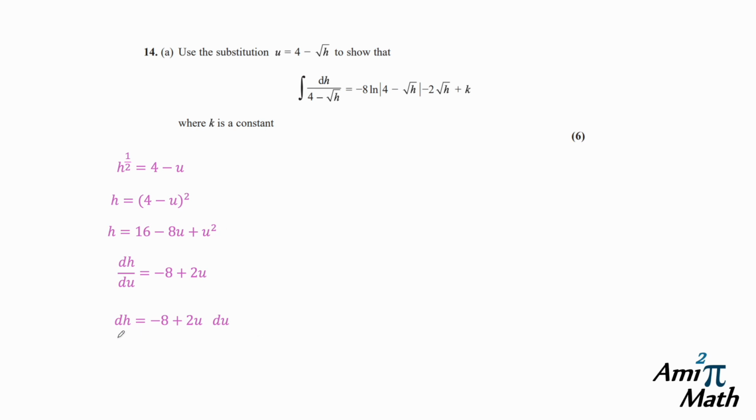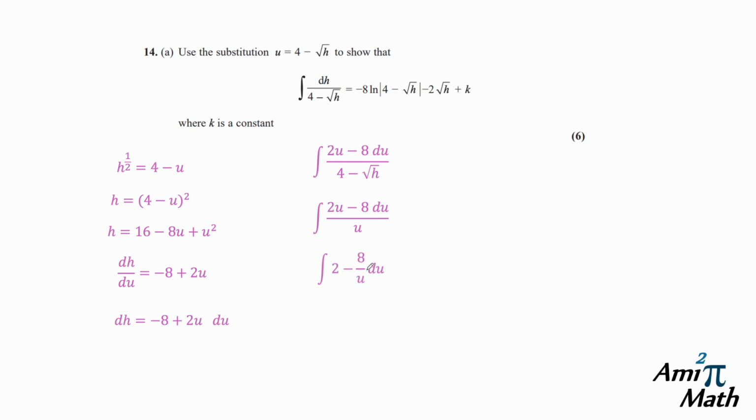And now that we know our value of dh, we can put this back into this part of the equation, and you get 2u minus 8 du over 4 minus root h, and just integrate. And obviously we know that 4 minus root h is given by u. So you can write that as 2u minus 8 over u du.